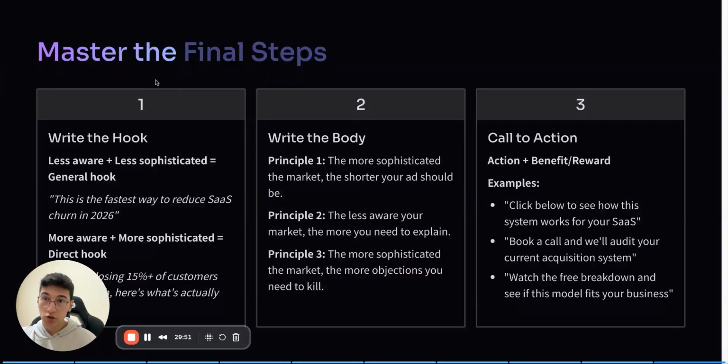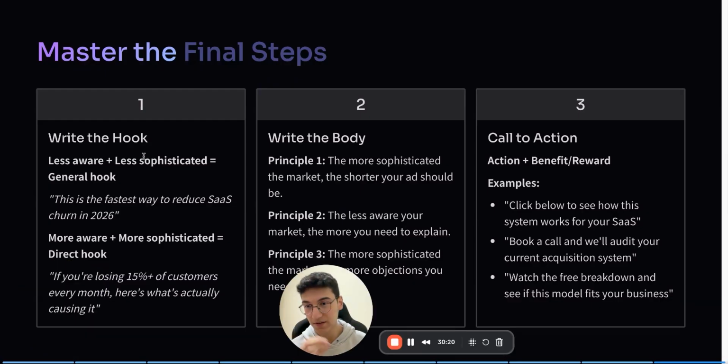And when you're writing the ad, you need to master the storytelling. You need to write your ad in a very good format so that it feels like a static image that they just scanned. It should flow with the waves and start with a great hook. If your ICP is less aware and your market is less sophisticated, you can use a general hook. For example, this is the fastest way to reduce SaaS churn in 2026. But if your ICP is more aware and your market is more sophisticated, you can use a direct hook. If you're losing 15% of customers every month, here is what is actually causing it.